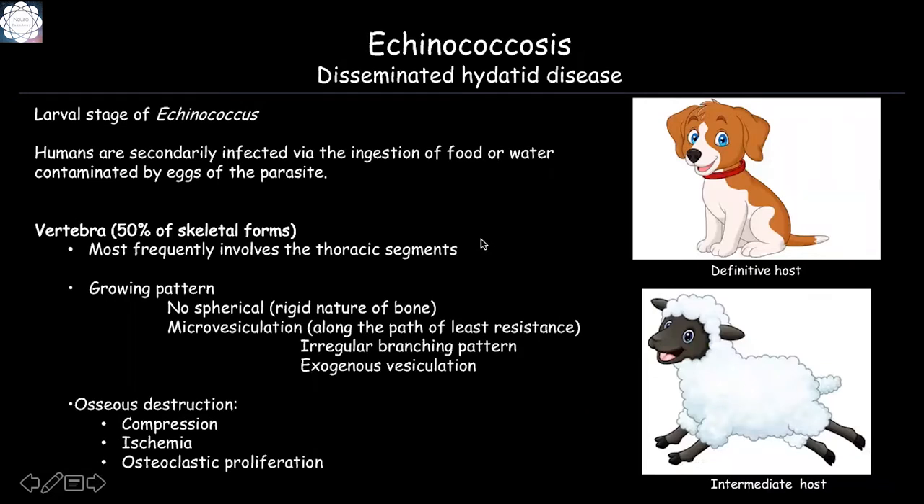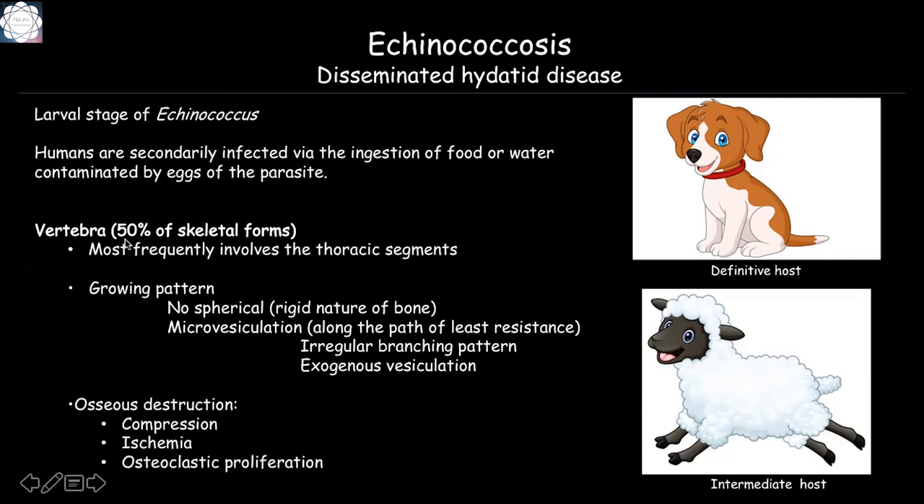Echinococcosis is caused by Echinococcus granulosus. It's produced by the larval stage of this parasite. You know that the definitive host of this parasite is the dog, and the intermediate host is the sheep. But we humans are accidental hosts. We get the infection by the consumption of food or water contaminated by eggs of the parasite.